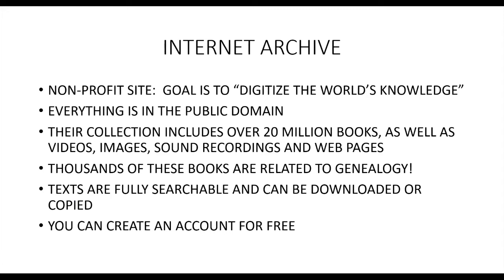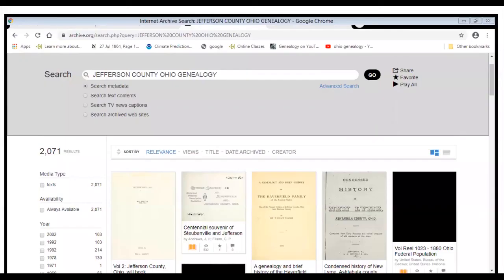Sometimes it'll ask you to create an account. If you want to do so, it is completely free. And this is one example that I used here. I typed in Jefferson County, Ohio genealogy, and you will see a number of books appeared, and these books can be searched. And you will find that the Internet Archive also has copies of the United States Census, which can be viewed for free as well.